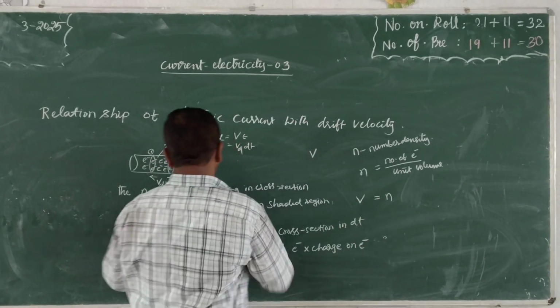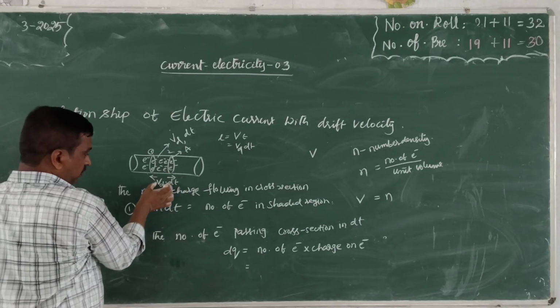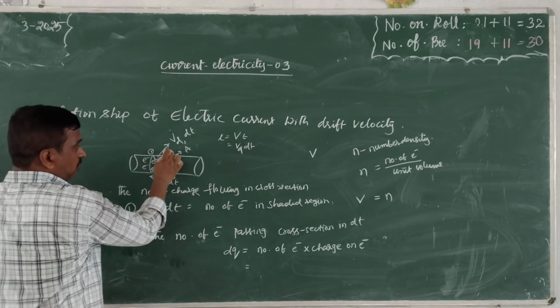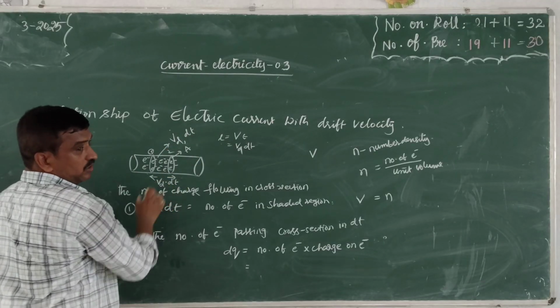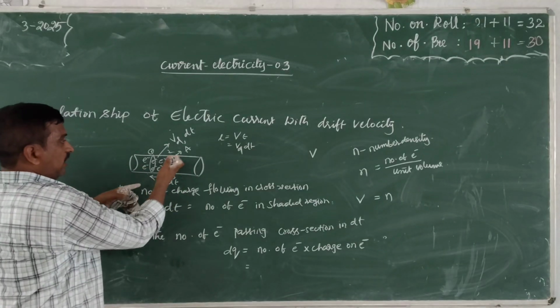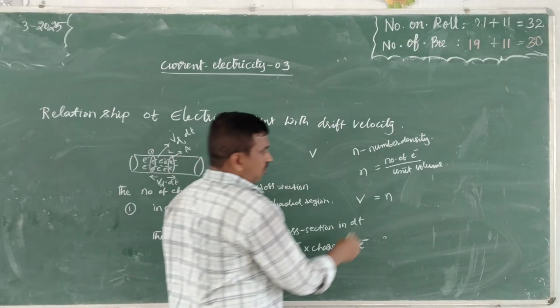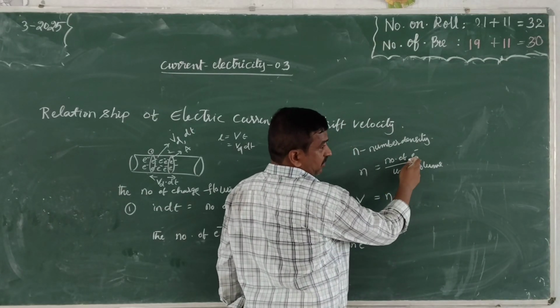For example, in this volume, what is the area? This one is A. What is the length here? Vd into dt. Why? Because length is not given, but speed and time are given. So Vd into dt is the length of this region, and area is A. So how many electrons? n electrons per unit volume.